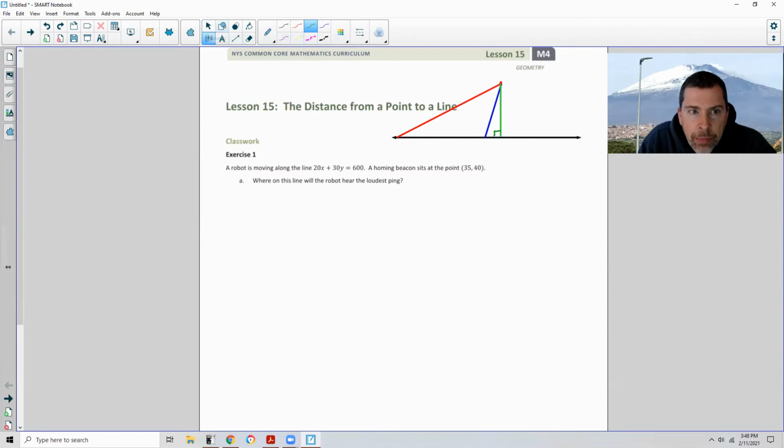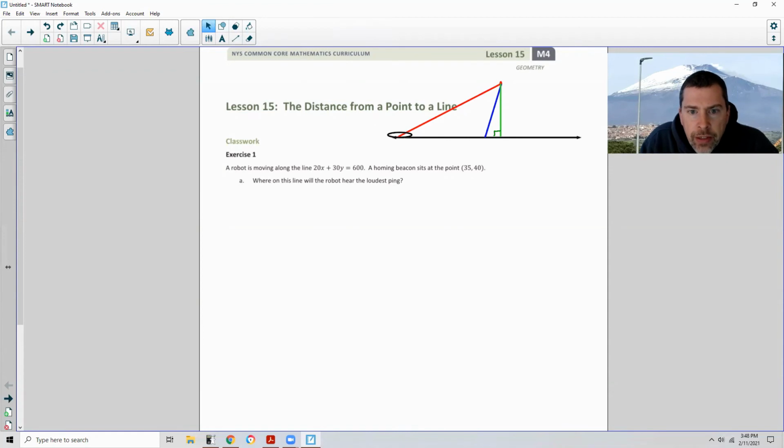So if I had a beacon, like they're talking about here, it says a robot is moving along the line, this line here, a homing beacon sits at this point. So if this was the beacon and this is the path of a robot, let me just put an oval here or something to represent the robot. So here's the robot, okay?